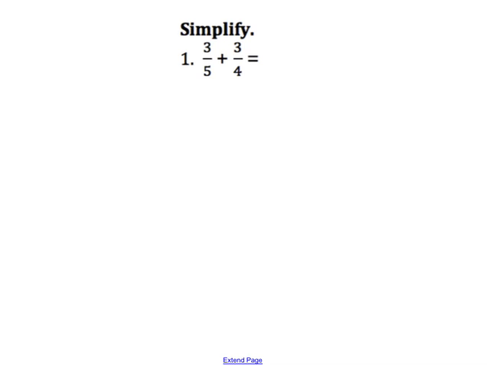So let's take a look at these fractions. You see that there's 5 and 4 on the bottom. We want to figure out the smallest number that both 5 and 4 multiply to. Well, the smallest number that both 5 and 4 multiply to is 20.